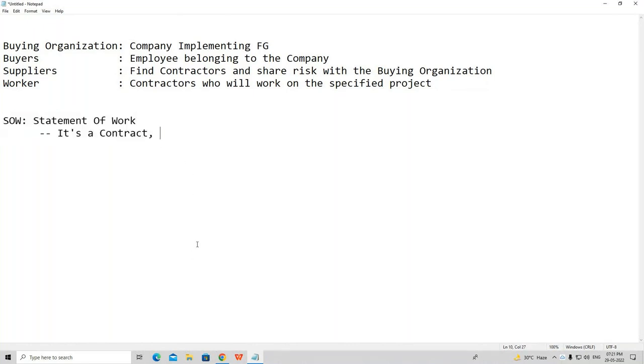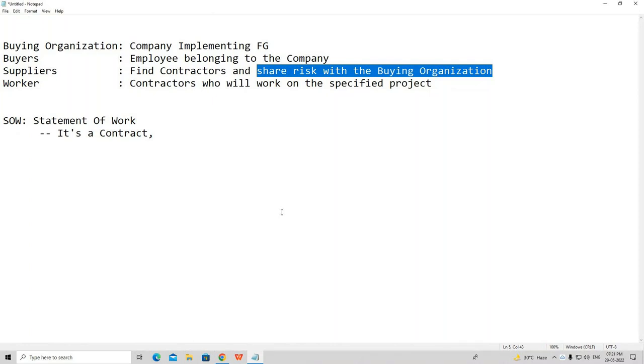Yeah. Excuse me. Now, as I was talking about over here, it's a contract. But we will come to the contract. Before that, as I was saying, share risk with the buying organization, this is a very, very important thing. Now, when I was saying the risks are very important, why? Because you have to understand it.